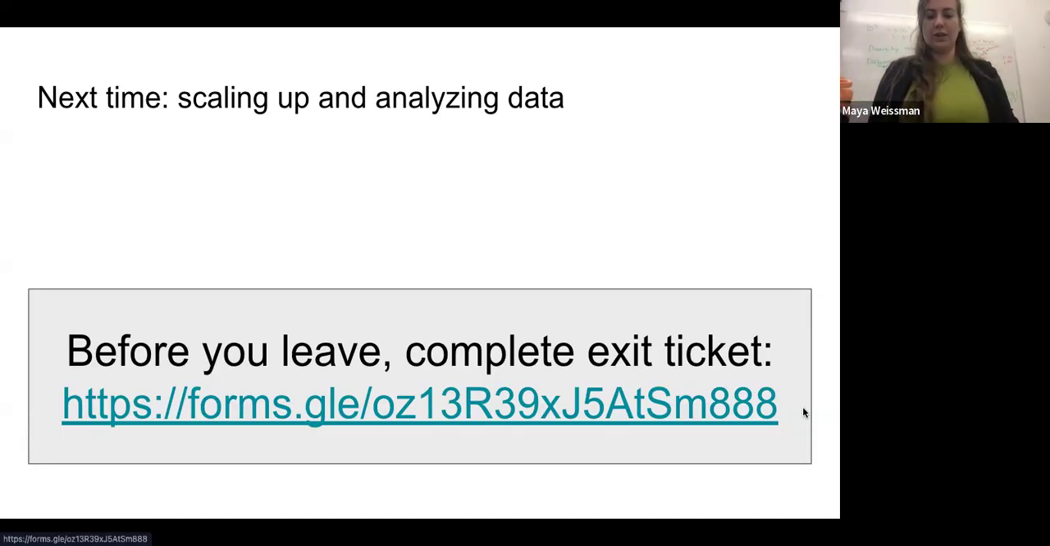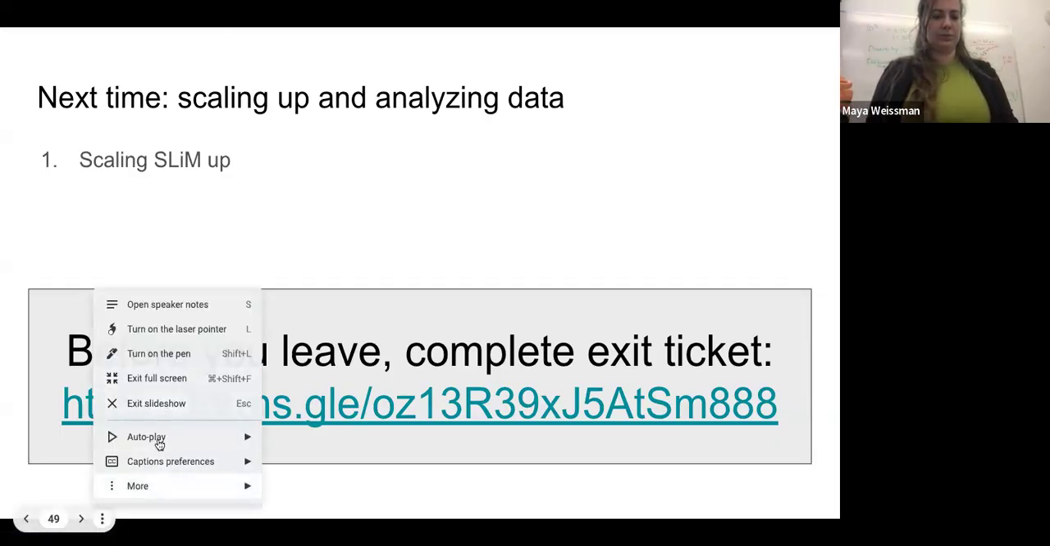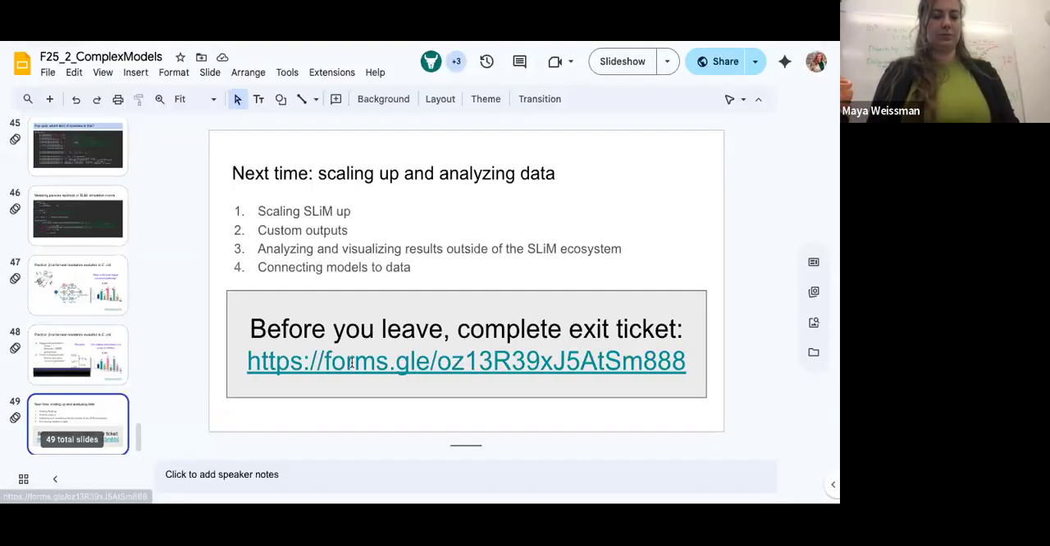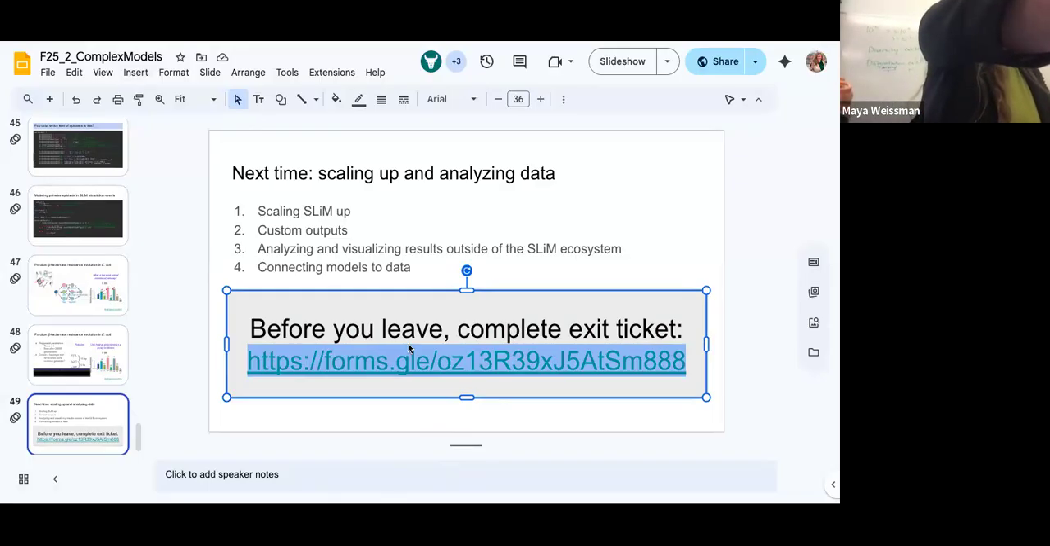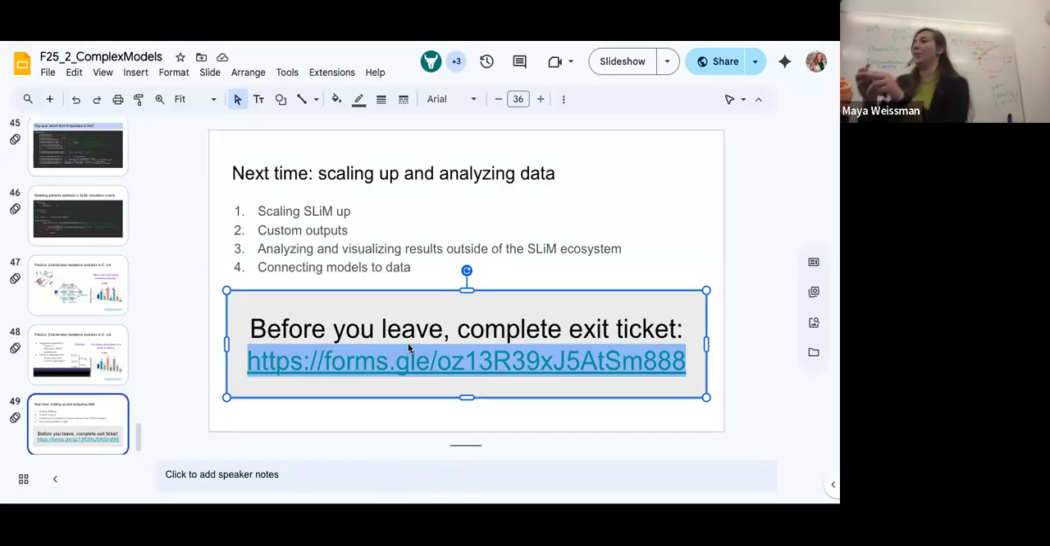People in chat can see the exit ticket as well. And as a reminder, the exit tickets are how I'm doing your homework assignments. I am going to actually read your responses and grade them. But they're also how I get better.